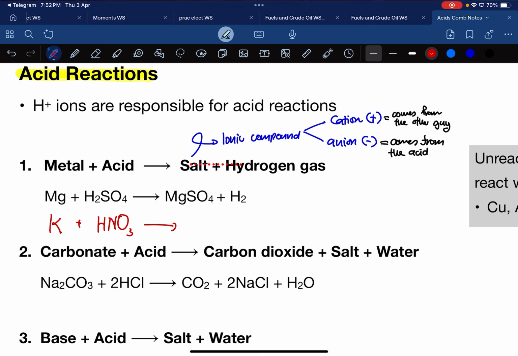Because hydrogen gets isolated, right? So I don't want to do much about it. Let me show you that.